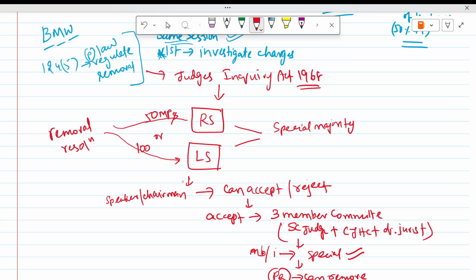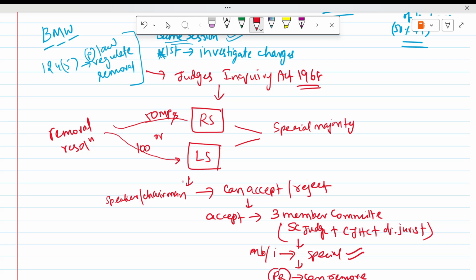So this procedure is important because many bits may be asked from here. This procedure is not given in the Constitution itself. Article 124(5) says Parliament by law can regulate the removal of a Supreme Court judge. In this regard, Parliament has passed one law, the Judges Inquiry Act 1968. As per this, if you want to introduce the removal resolution in Lok Sabha, minimum 100 MPs should support; in Rajya Sabha, minimum 50 MPs should support.